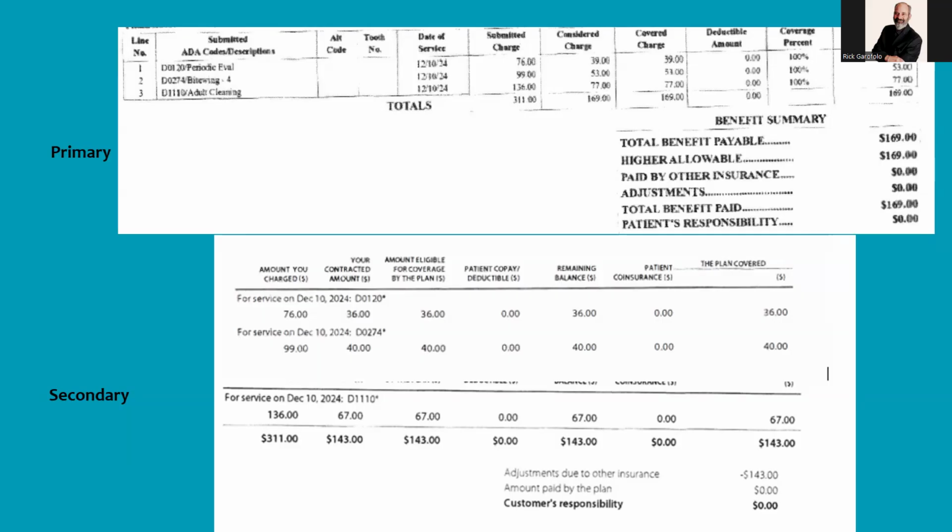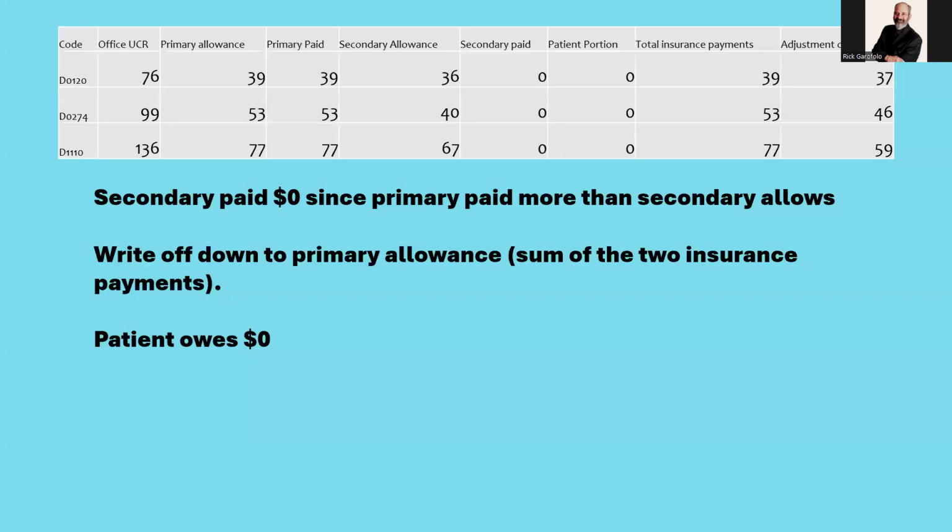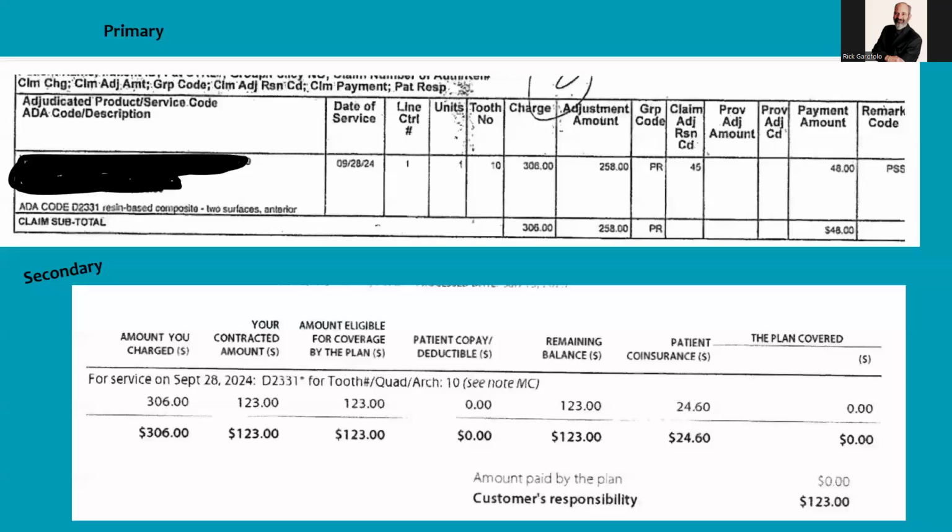They did a maintenance of benefits adjustment, took 143 out of what they would have paid and paid you 0. So we still see here now everything being based off of the primary allowance. Patient owes nothing. The total insurance payments are here. I've collected 39, 53, and 77. I do the adjustments to bring it down from our full UCR to the primary allowance. Patient owes $0, as you can see.